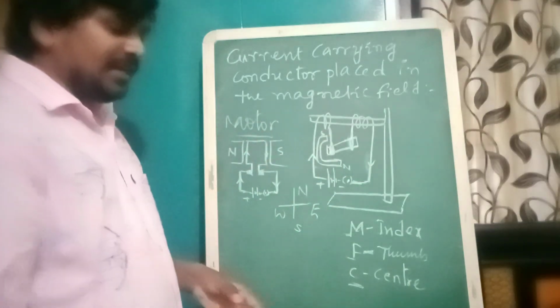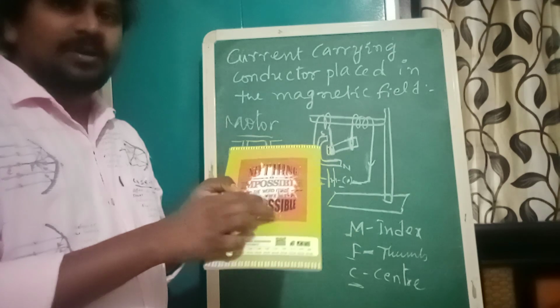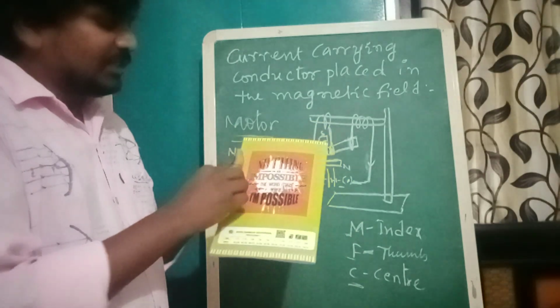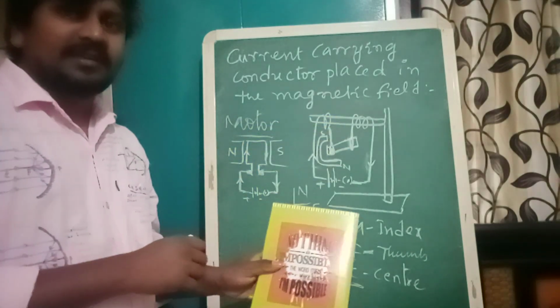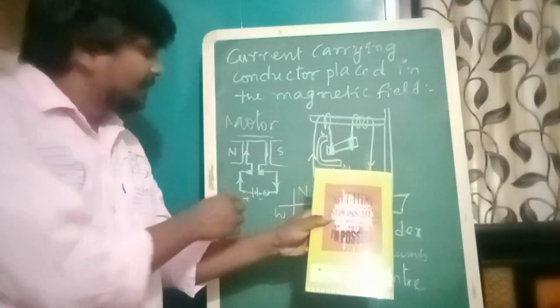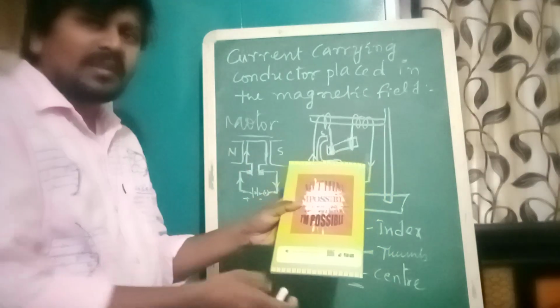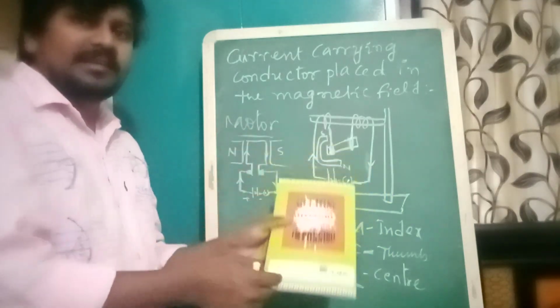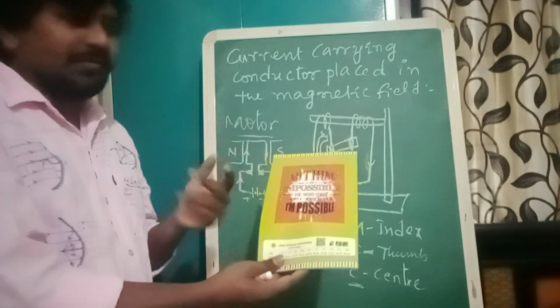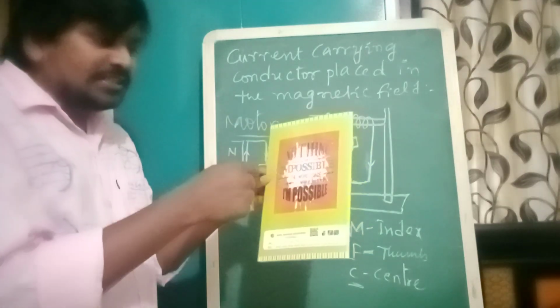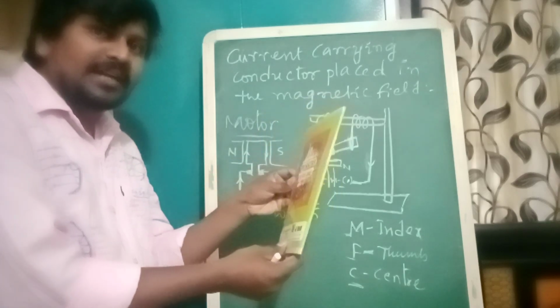Here you can take this book. You can consider this the North Pole and this the South Pole. At this point, the current is moving in the upward direction and the magnetic field will be there, inward at the North Pole. So the force is acting in the downward direction, and it should rotate like this.